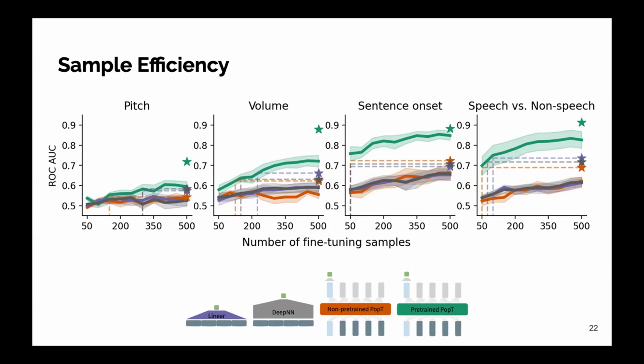And what we want to highlight here is that to achieve the baseline decoding performance from the baseline models, our pre-trained population transformer only requires maybe 50 samples in the sentence onset case, which is a dramatic decrease in the number of samples you need compared to 1,000-plus. And we see similar things, but maybe in the hundreds-ish range for the other tasks.